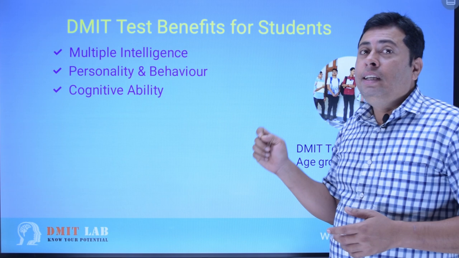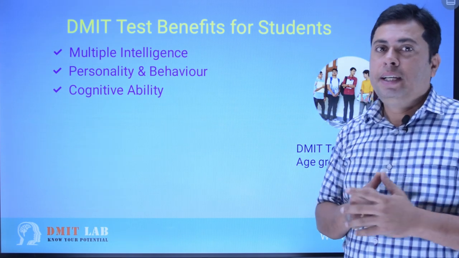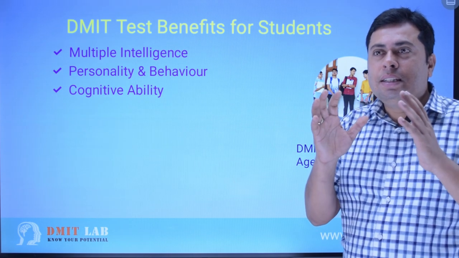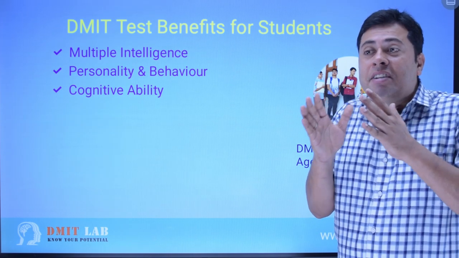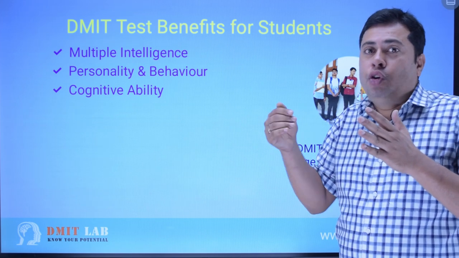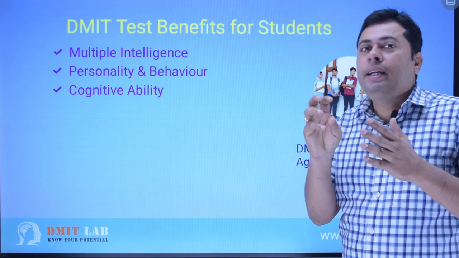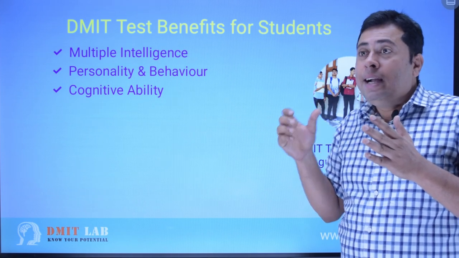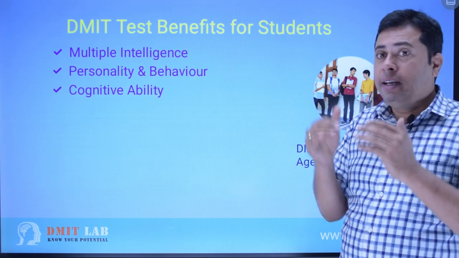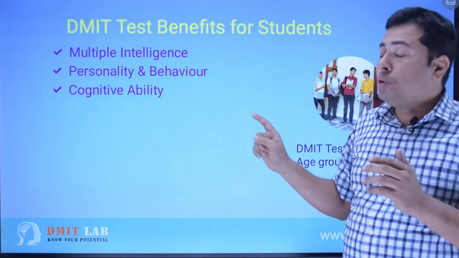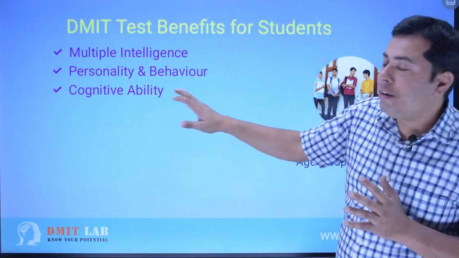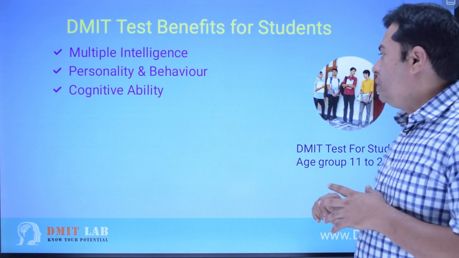Now the important thing with this age group is the cognitive ability. Cognitive ability is nothing but the ability to understand what is right and what is not right, what is correct and what is not correct. That's the ability they get with this age group. Somebody's cognitive ability is more, somebody's is less. So you can know from the report what their cognitive ability and problem solving ability are. All of those can be known from the cognitive ability.